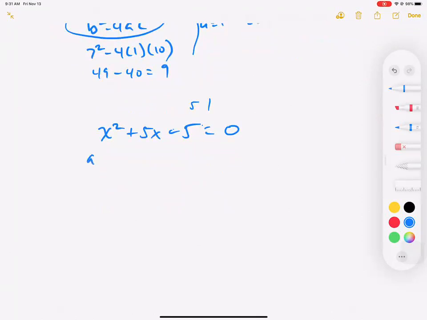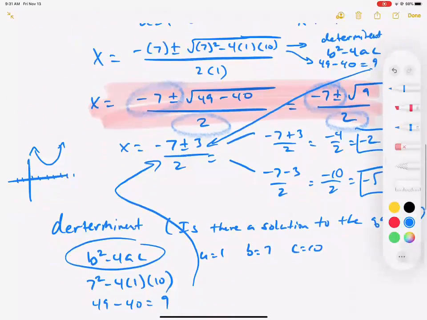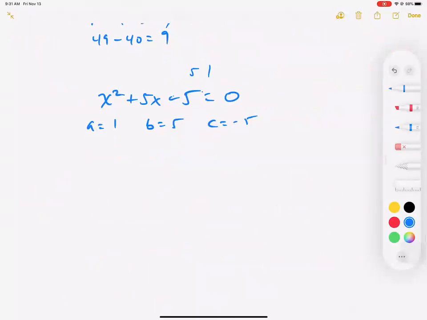So a is equal to 1, b is equal to 5, c is equal to negative 5, automatic. And then we're going to start filling out the quadratic formula. And you might say, man, that's a lot of work. I'm going to tell you, we're going to be done by the time you stop complaining. X equals negative b plus or minus square root of b squared minus 4ac all over 2a. You're welcome. I'll leave a hat and a tip jar on the floor.